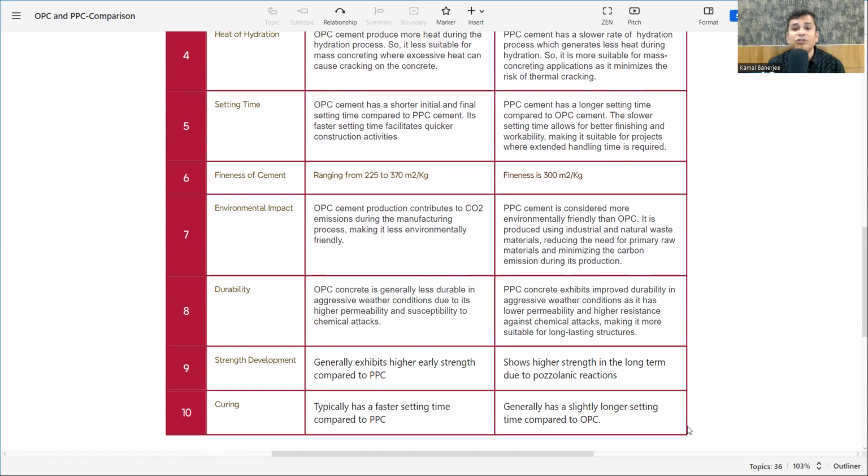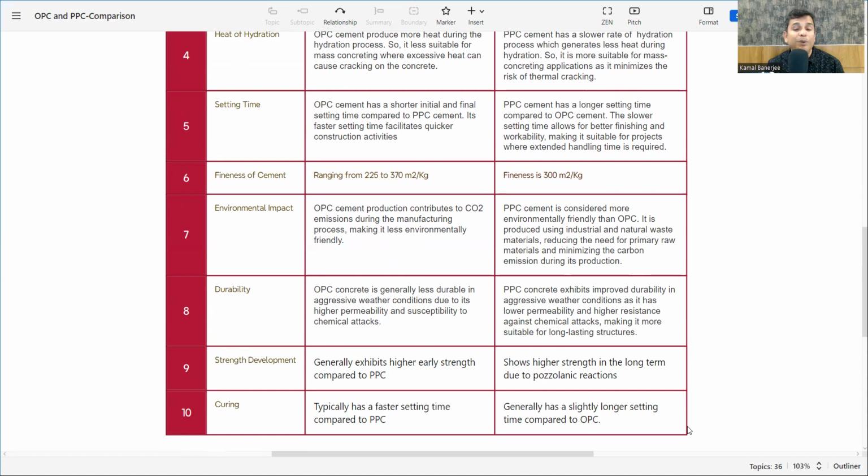On the other hand, PPC cement is considered more environment friendly than OPC. It is produced using industrial and natural waste material, reducing the need for primary raw material and minimizing the carbon emission during its production. It uses fly ash, silica fume, or whatever byproduct, which is a waste, and we are using waste to make the cement. So we are actually making it environment friendly, and it is a sustainable practice. That is why PPC has a better environmental impact in terms of carbon footprint than OPC. That is why PPC is now widely used, because it is always useful for the environment.